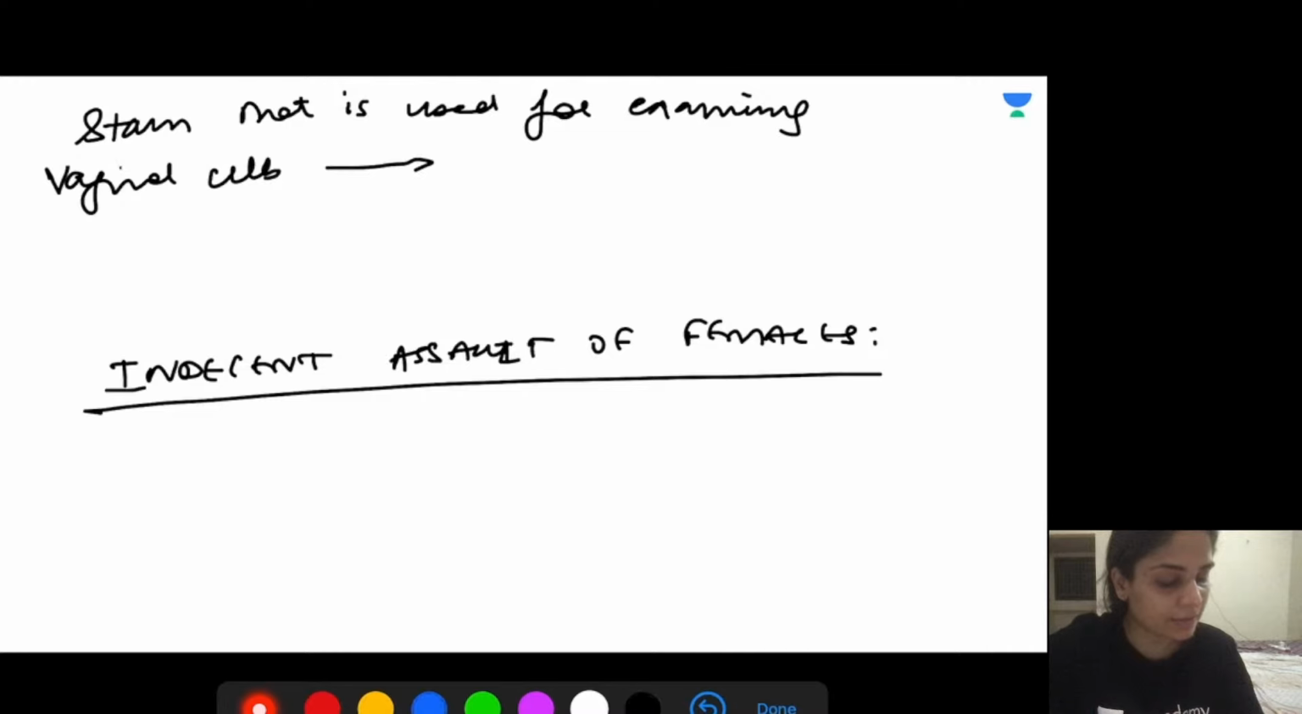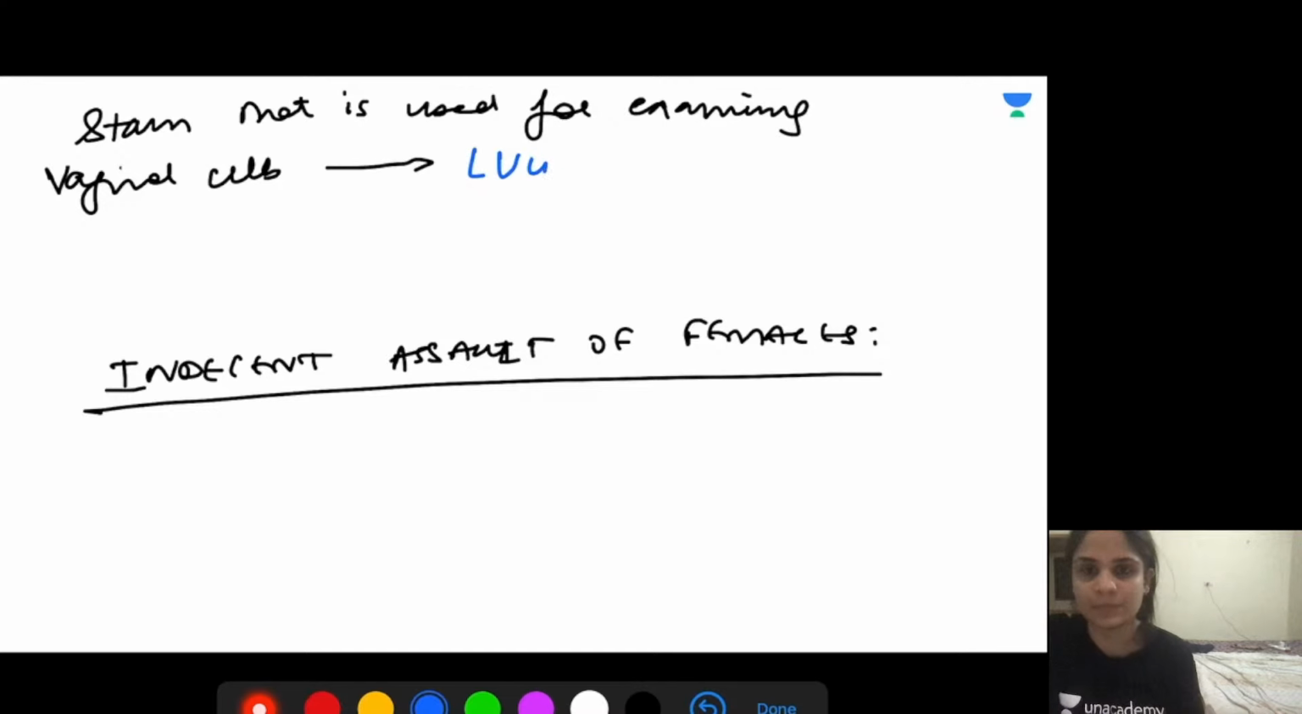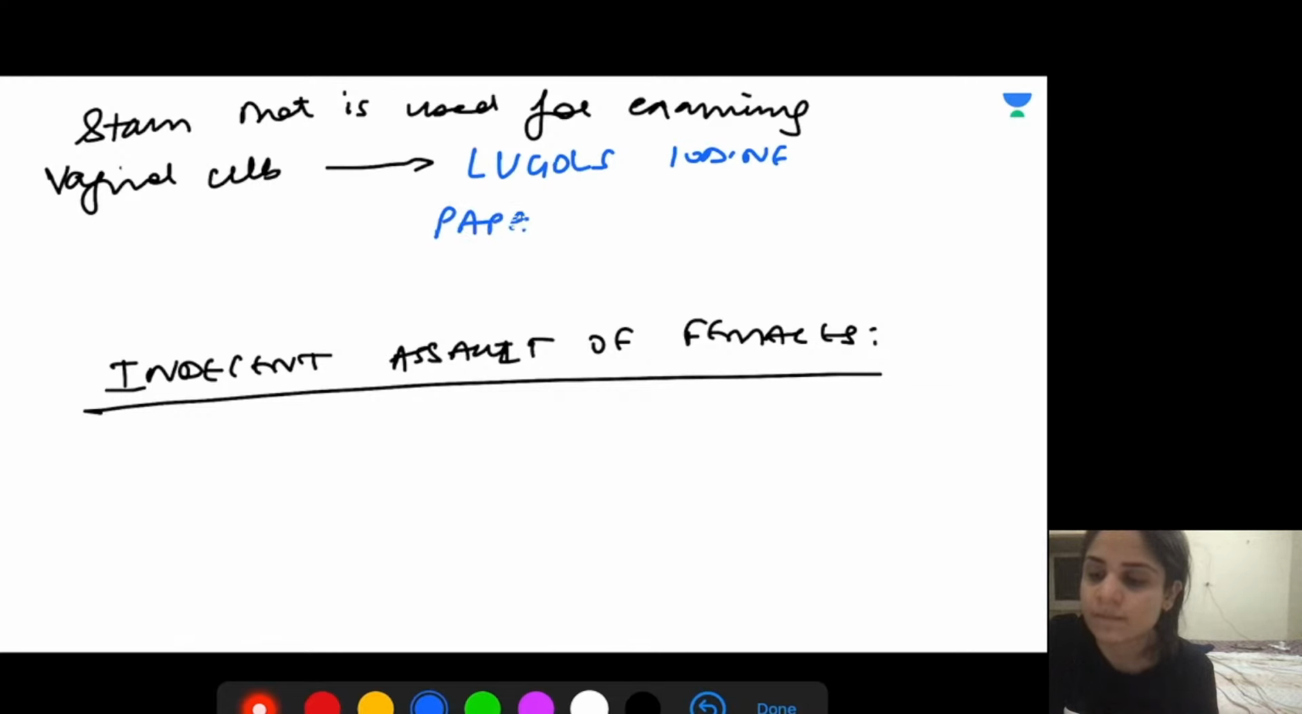Sucharita, written consent, even if less than 18 years, written consent, oral verbal consent, nothing is valid. Alright. So stain that is used for examining vaginal cells, there are 2 stains. You have Lugol's iodine. Often it is used whenever there are rape victims, so if you want to check whether there are vaginal cells present. So one is Lugol's iodine and the second one is Papanicolaou's stain. So remember the stains used for vaginal cells is Lugol's and Papanicolaou's stain.